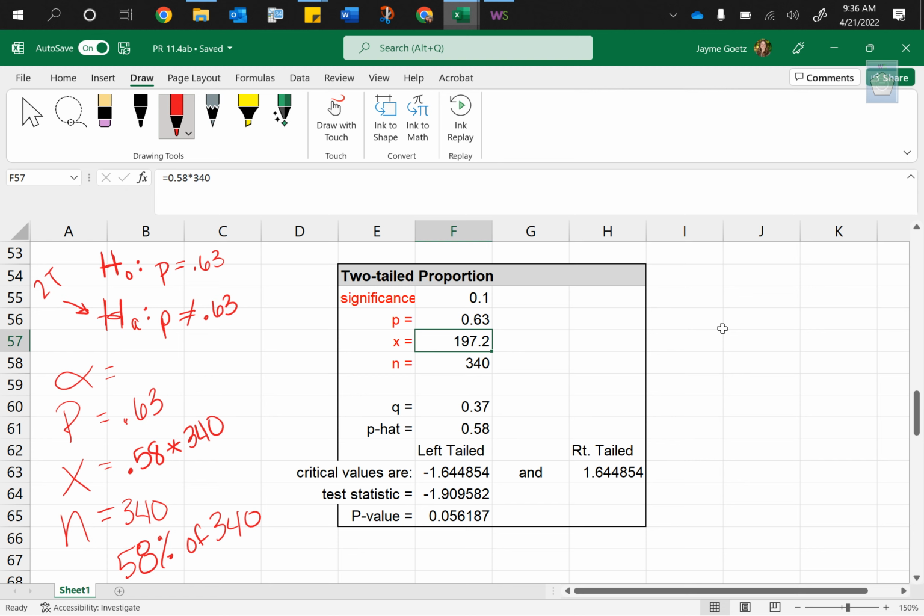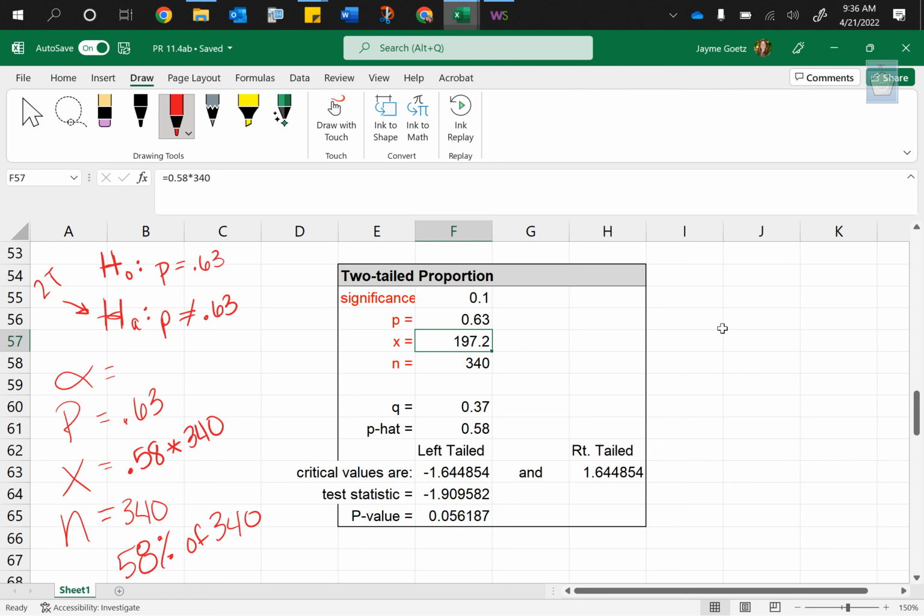I understand that. Just go ahead and leave that, because what that'll do is make sure that your p-hat value is exactly 0.58. Like if you look down here, that tells you that your p-hat, so of the sample, is exactly 0.58. Even though it's a decimal, that's okay.